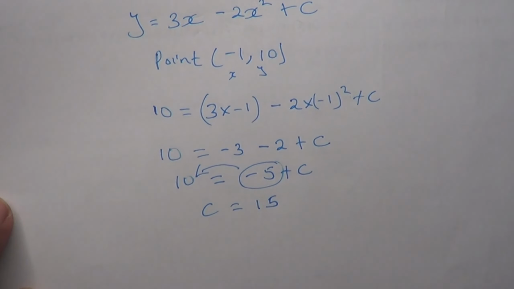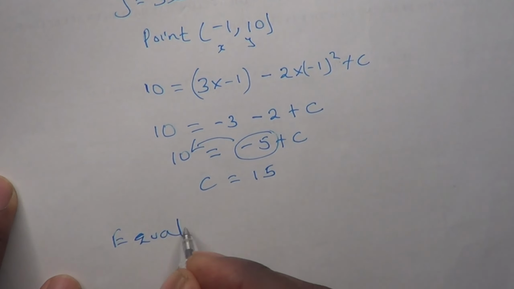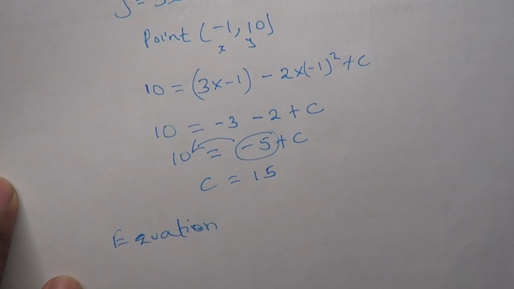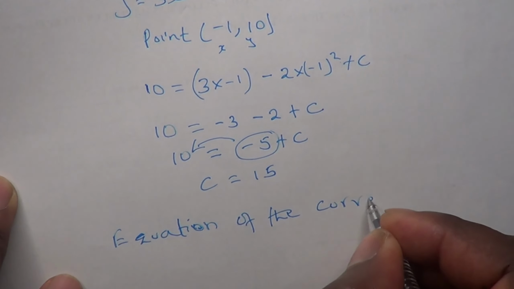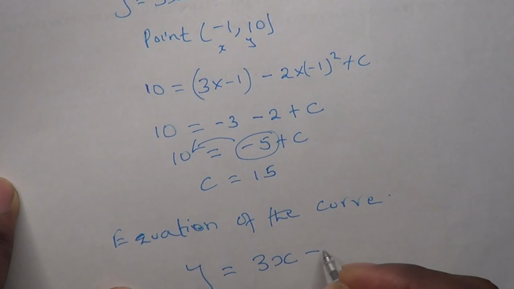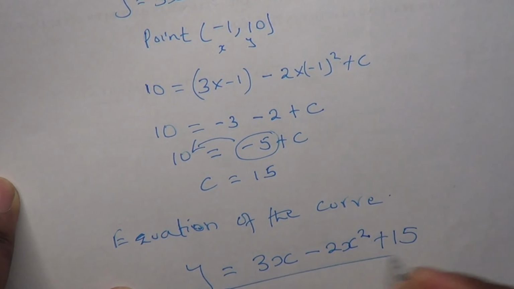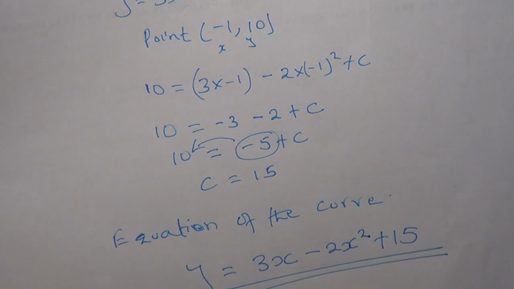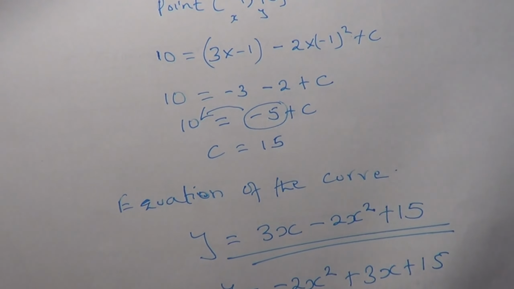So the equation of the curve will be y equals 3x minus 2x squared plus 15, or you can arrange it as y equals -2x squared plus 3x plus 15. Okay, that's now the equation of the curve.